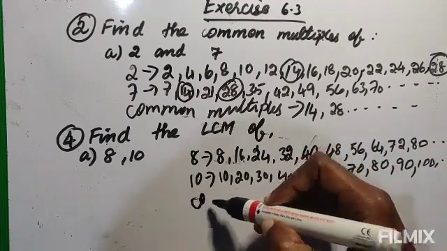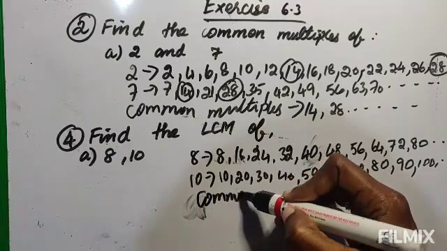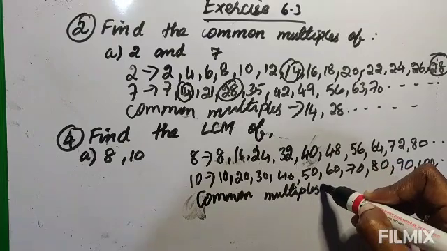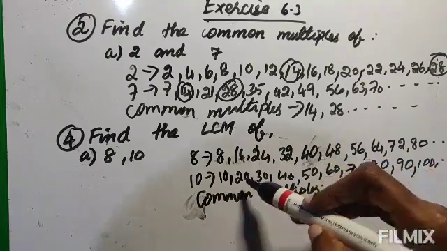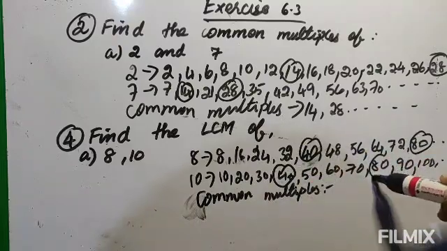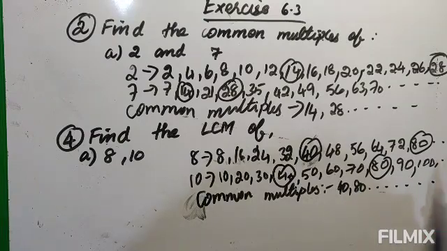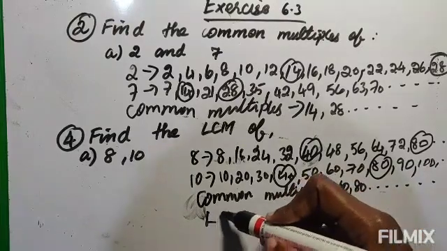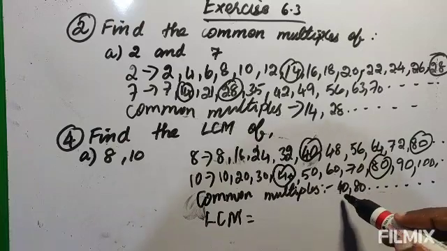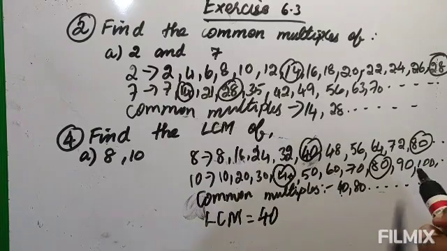Now we have to write the common multiples. The common multiples here are 40, then 80. So 40, again 80. Next you write the LCM. LCM means least, and least means smaller. In these common multiples, 40 is smaller, so you write 40. This is the way you have to complete it.